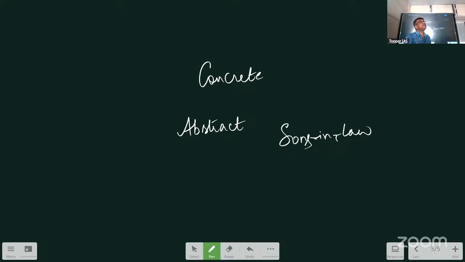For example, hunger. I cannot see hunger. I cannot touch it, but I can feel it. Anger. I cannot see it. I cannot touch it, but I can experience. Happiness, sorrow. All these things are called abstract nouns because you cannot touch it. You can only experience. These are called abstract nouns. Is that clear, all of you? Understood? Okay. So we have learned about different kinds of nouns.